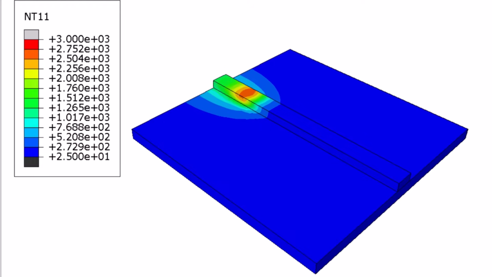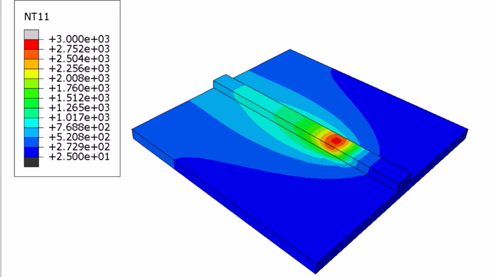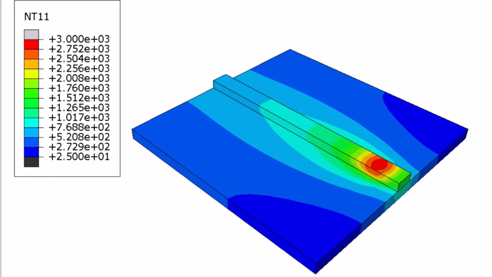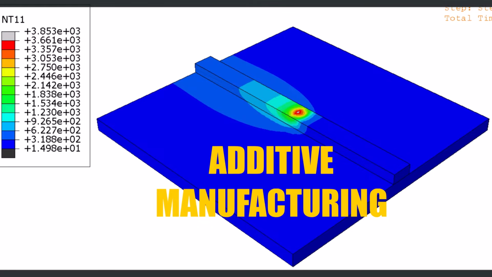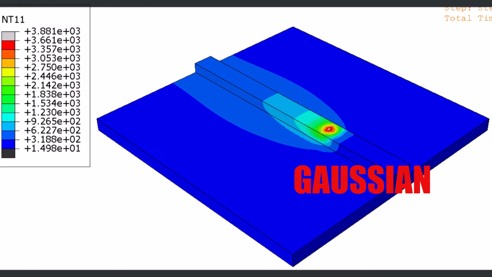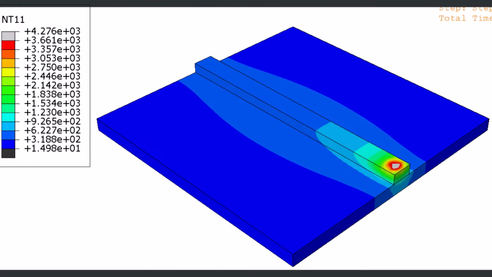Next, we dive into arc-based additive manufacturing using the powerful Goldak DFLUX heat source, perfect for modeling wire arc additive manufacturing. And finally, we simulate laser-based additive manufacturing with a Gaussian DFLUX for selective laser melting, or SLM.